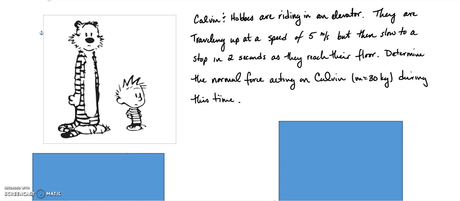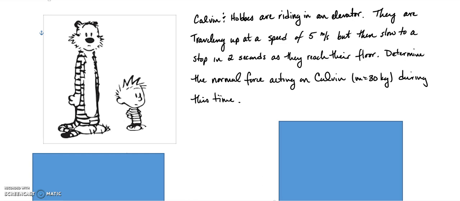All right, so it's the first question in the Checking Yourself series of F equals MA vids. So here we go. It's my boys Calvin and Hobbes. They're riding an elevator. They're traveling up at a speed of 5 meters per second, but then slow to a stop in 2 seconds as they reach their floor.